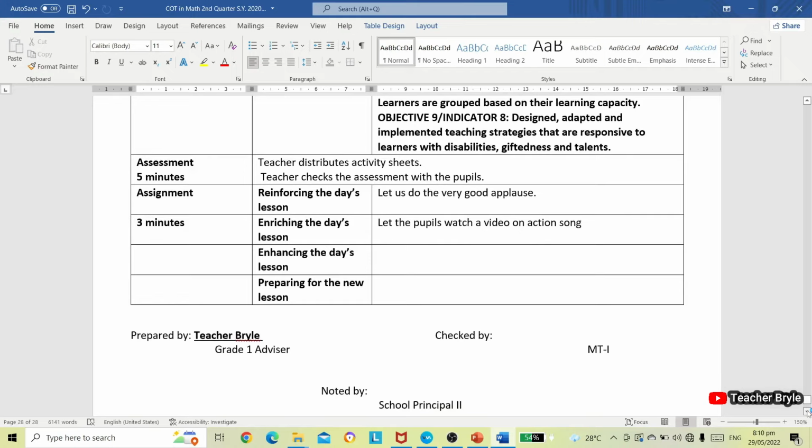Assessment, 5 minutes. Teacher distributes activity sheets. Teacher checks the assessment with the pupils. Reinforcing the day's lesson, let us do the very good applause. Enriching the day's lesson, let the pupils watch a video on action song.